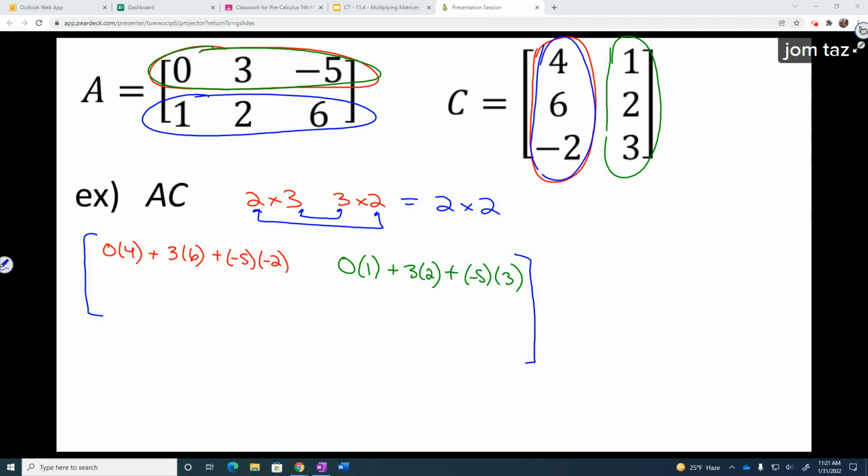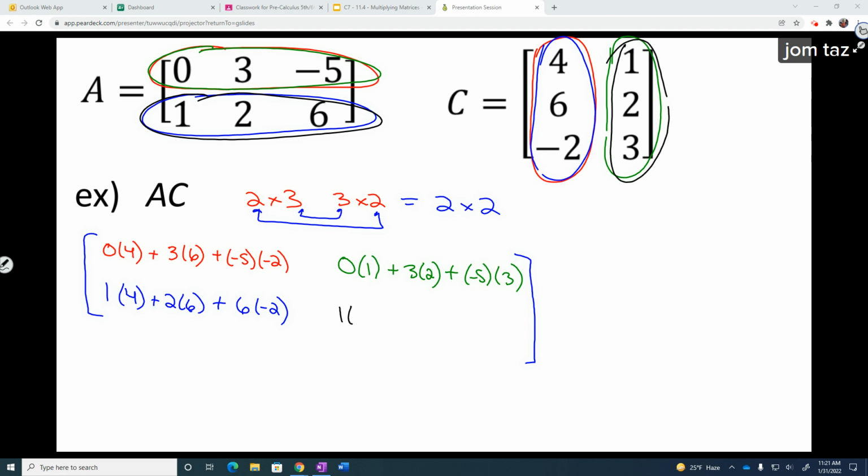Match them up. We got 1 times 4 plus 2 times 6 plus 6 times -2. And then I got one more. I got to do my second row times second column. So I'll do 1 times 1 plus 2 times 2 plus 6 times 3.